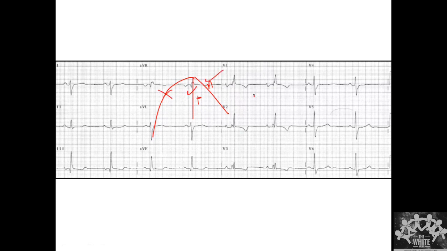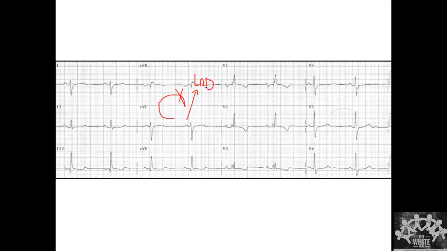If this is going to be blocked, this is the direction in which the current is moving, whereas if this is the direction in which the current is going to come, this is anterior, this is the posterior fascicle. If this is blocked, the current is going to move in this direction. So that means this is going to be a left axis deviation, correct?